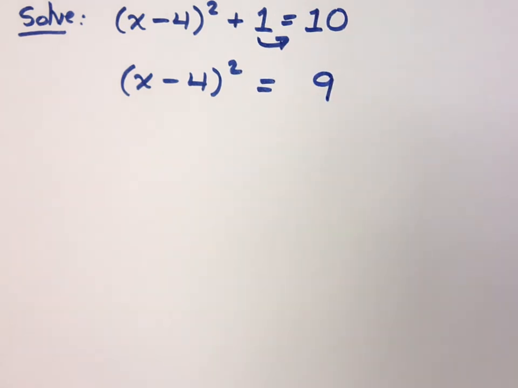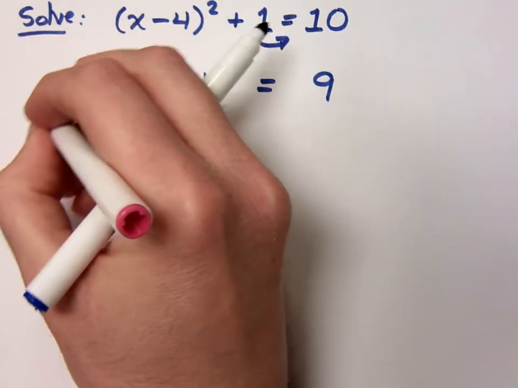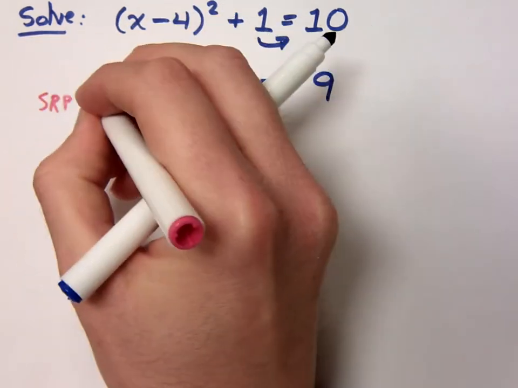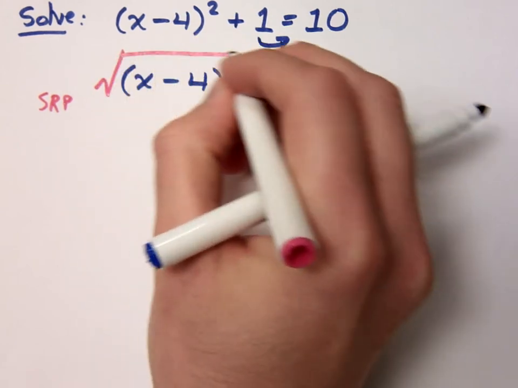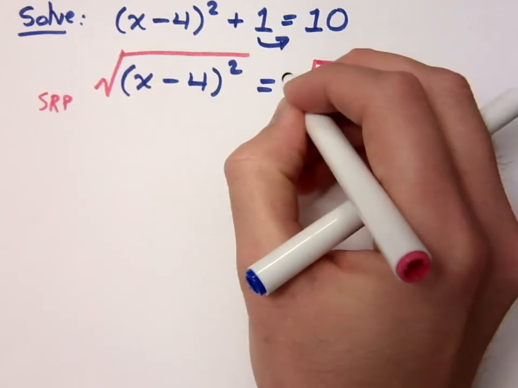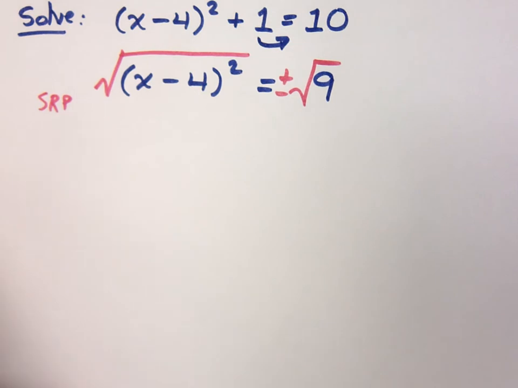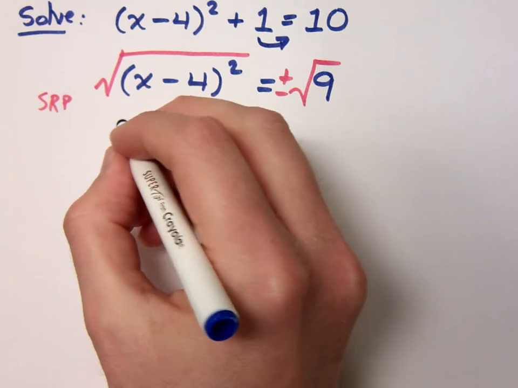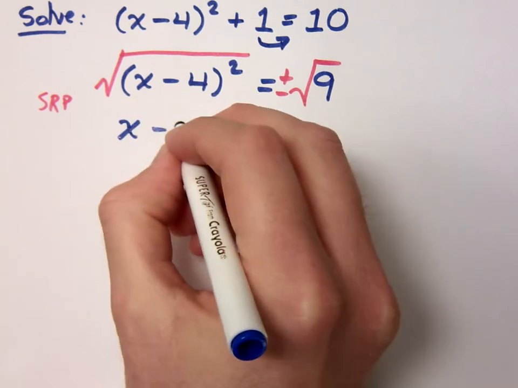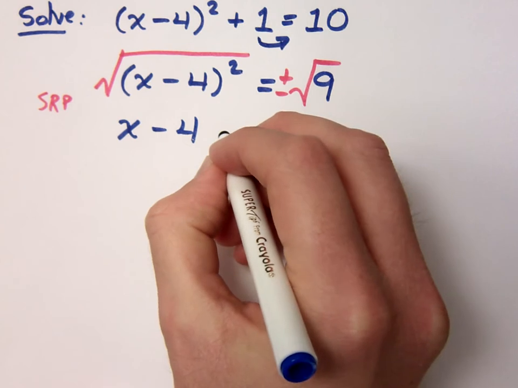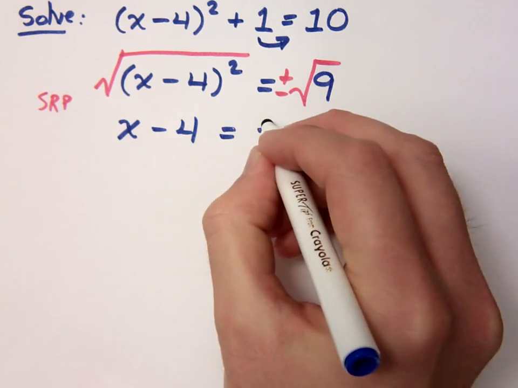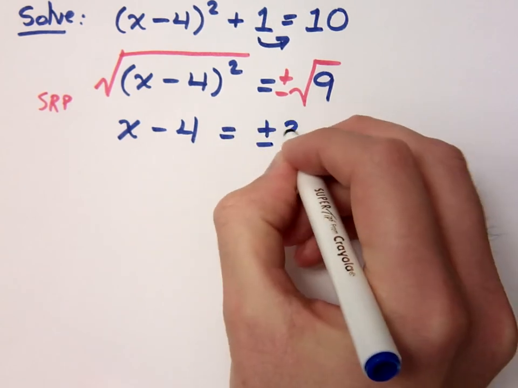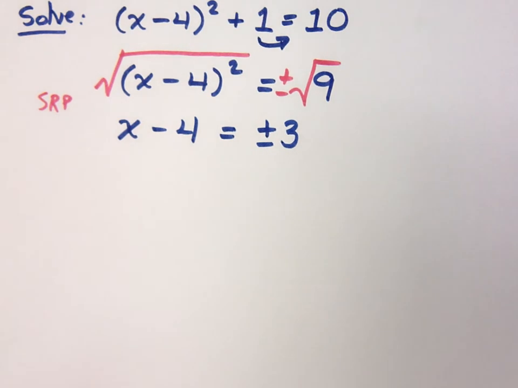I've got the square by itself, and how do I undo that square? Square root. I use that square root property. Don't forget your plus or minus, right? So that means I have x minus 4 is equal to plus or minus the square root of 9. Well, the square root of 9 is just 3, isn't it? Oh, yeah.